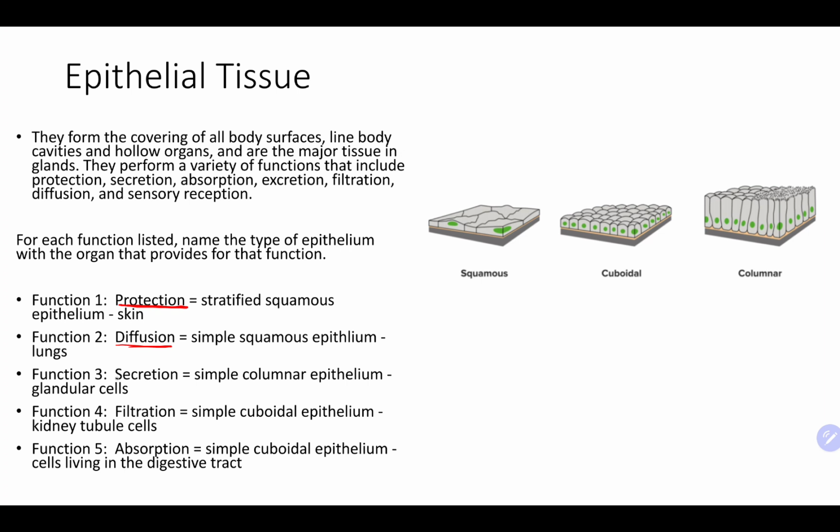We also have epithelial cells that act for secretion. These are going to be those simple columnar epithelium, such as those glandular cells. We also have epithelium for filtration, and this is going to be those simple cuboidal epithelium, such as we're going to find them in the kidneys. We'll also find them in the digestive tract too, for absorption and filtration, okay?